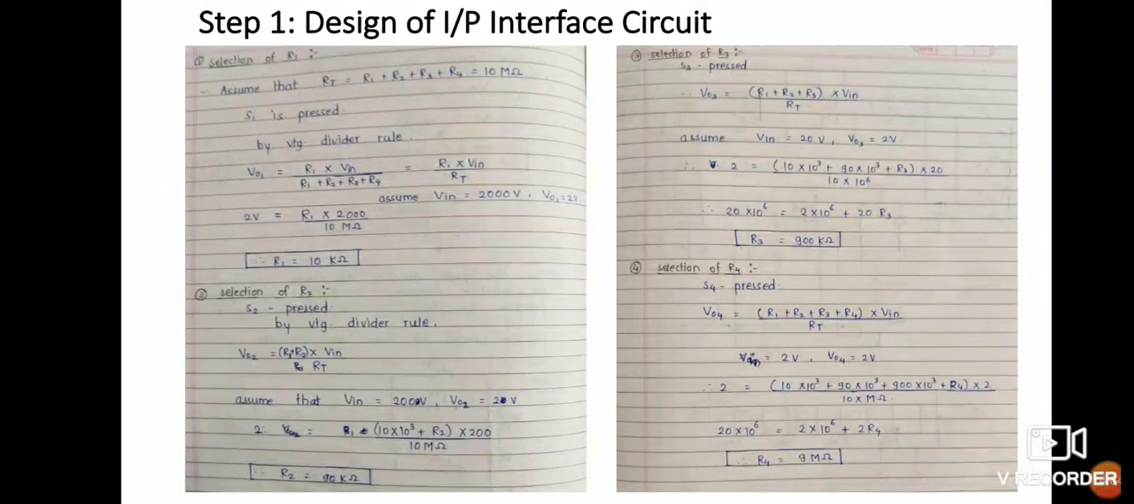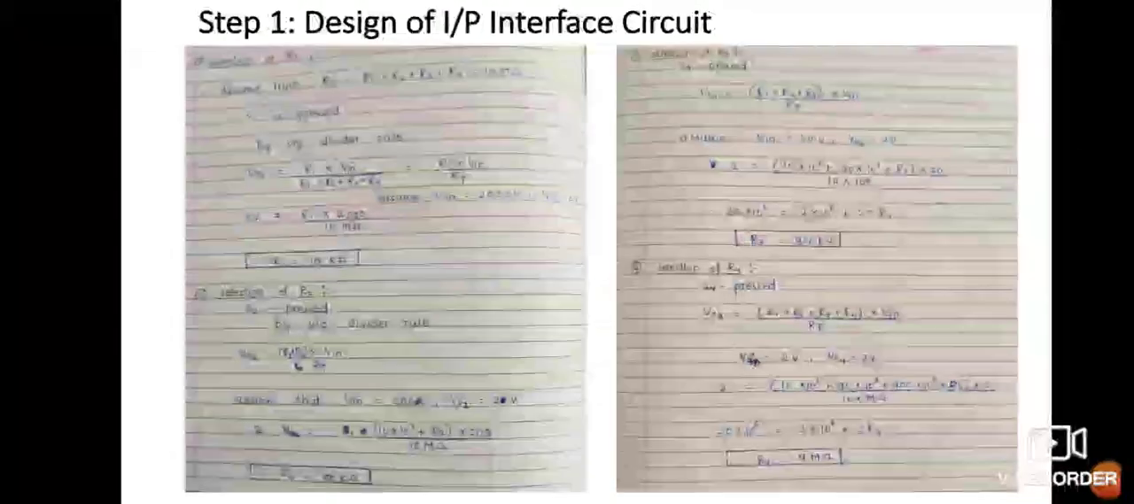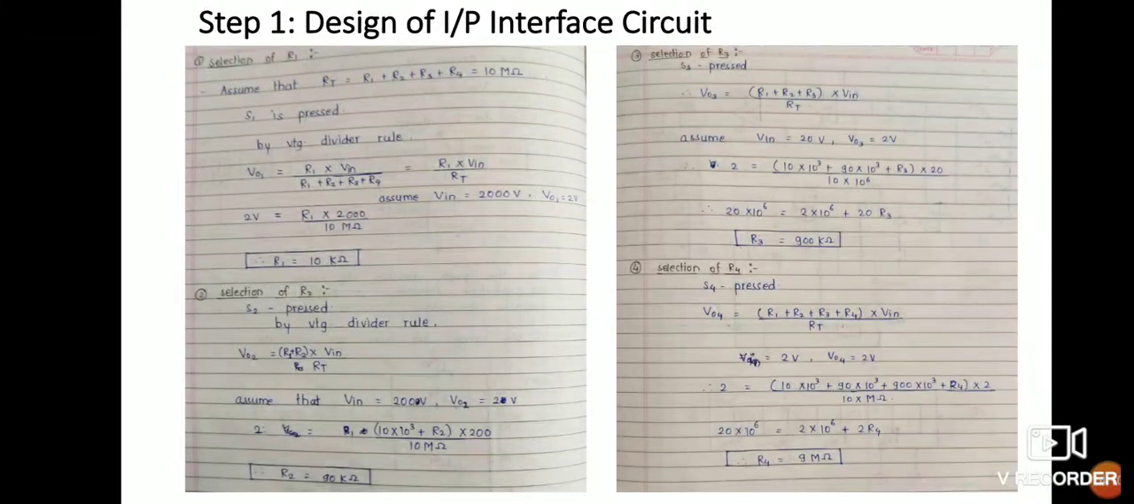So V02 is again 2 volt. Put the values here. We already know the R1 value, so only R2 will be unknown. Putting Vin equal to 2000, it gives R2 equal to 90k. For the next selection, the Vin will get changed here, to 200.